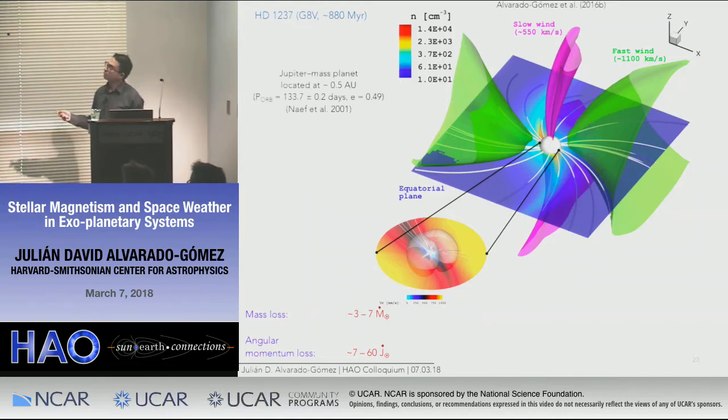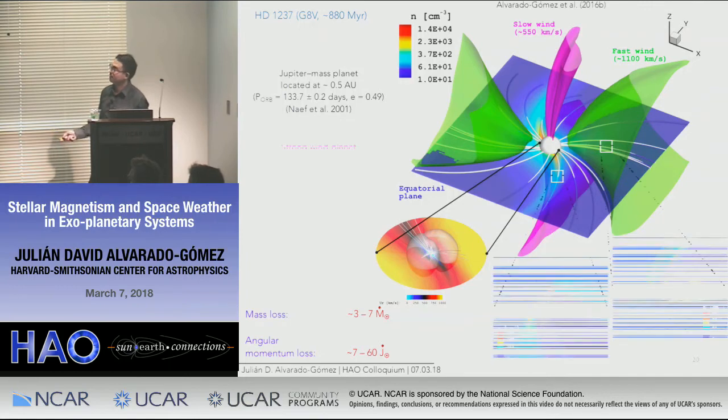And then one of the neat things about this system is that you also have a planet around the star. This is a particularly interesting one because it's a Jupiter-mass object in a highly eccentric orbit at only half an astronomical unit. What we did was simulate what happens if we put a planet around this star.